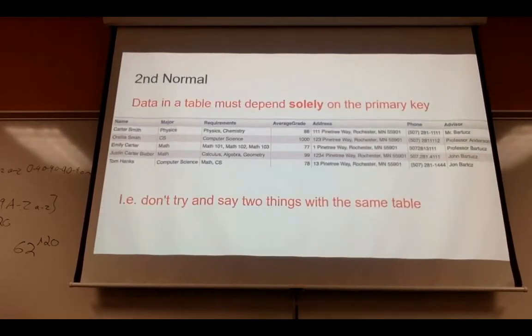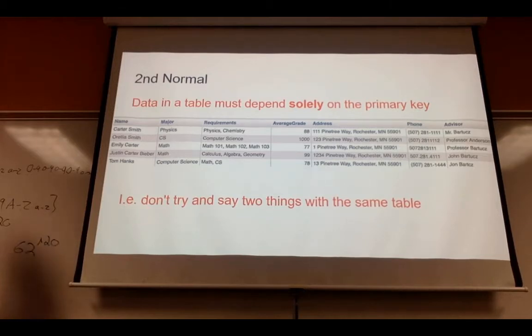So that's first normal. Second normal means, again, it needs to depend solely on the primary key. So that's what we were talking about just now. Requirements have nothing to do with the student. This table does not follow second normal form. There's a bunch of information here that has nothing to do with our primary key, which is the student ID.